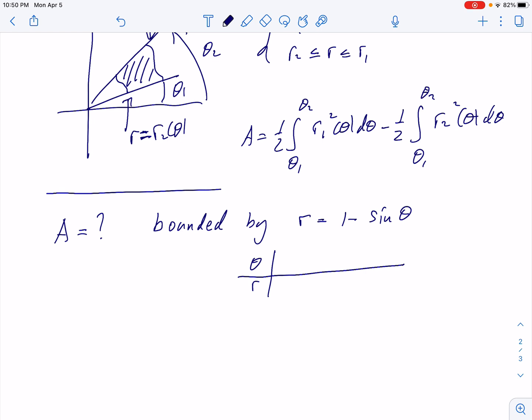The increment is pi over 2. Starting from 0, when theta is 0, sine is 0, radius is 1. Then going to pi over 2, sine is 1, 1 minus 1 is 0. Next step, pi, sine is 0, we have 1 again. Then 3 pi over 2, sine is negative 1, radius becomes 2. Then going to 2 pi, and 1 for the radius. So I shall sketch a picture here.